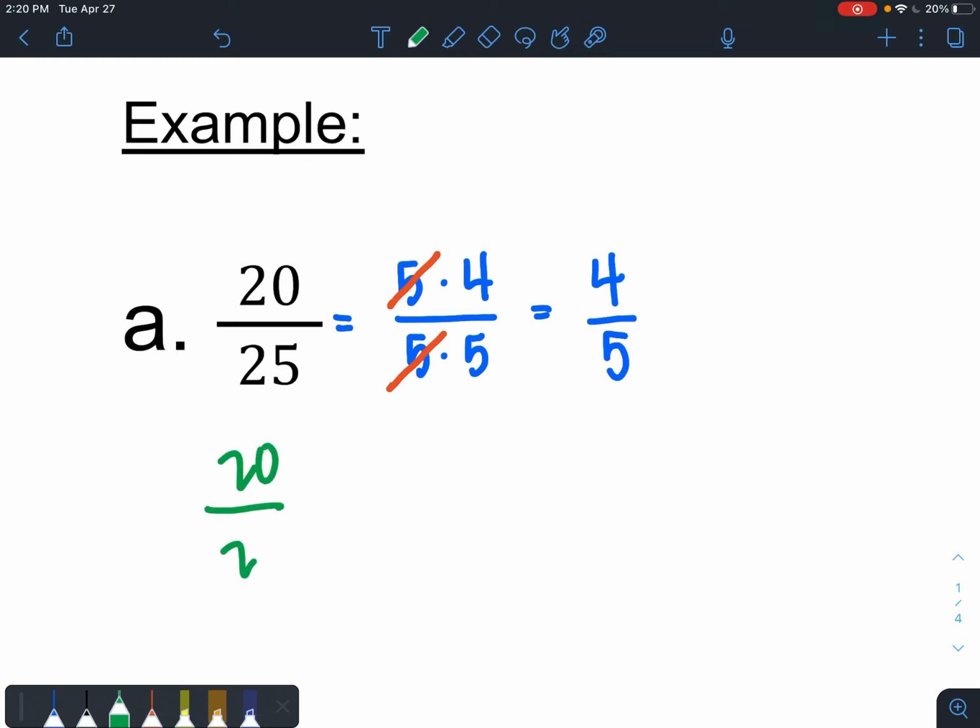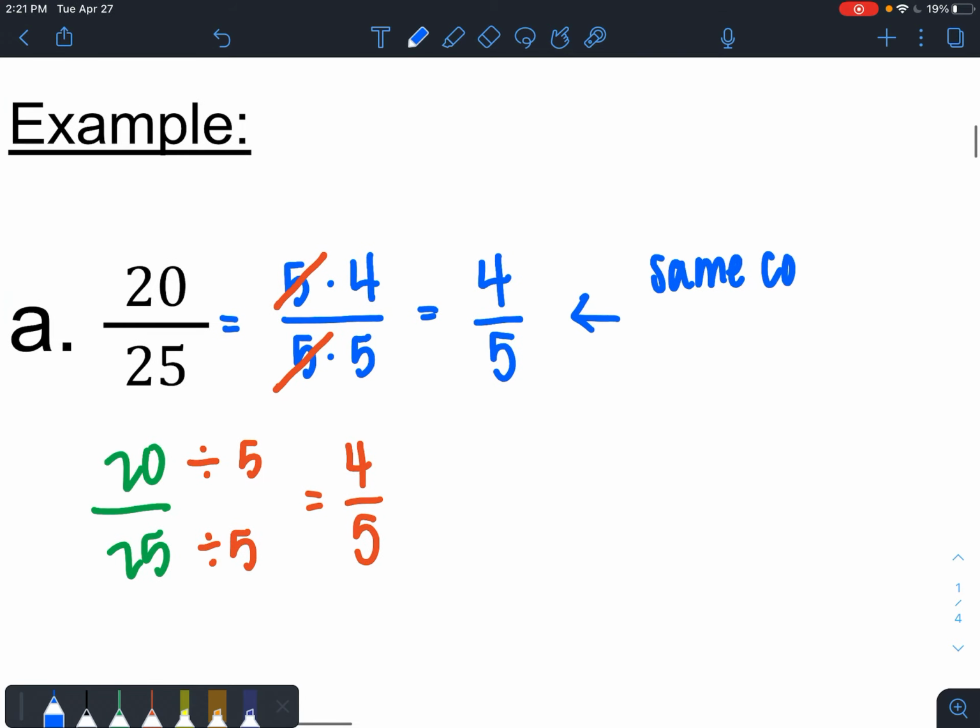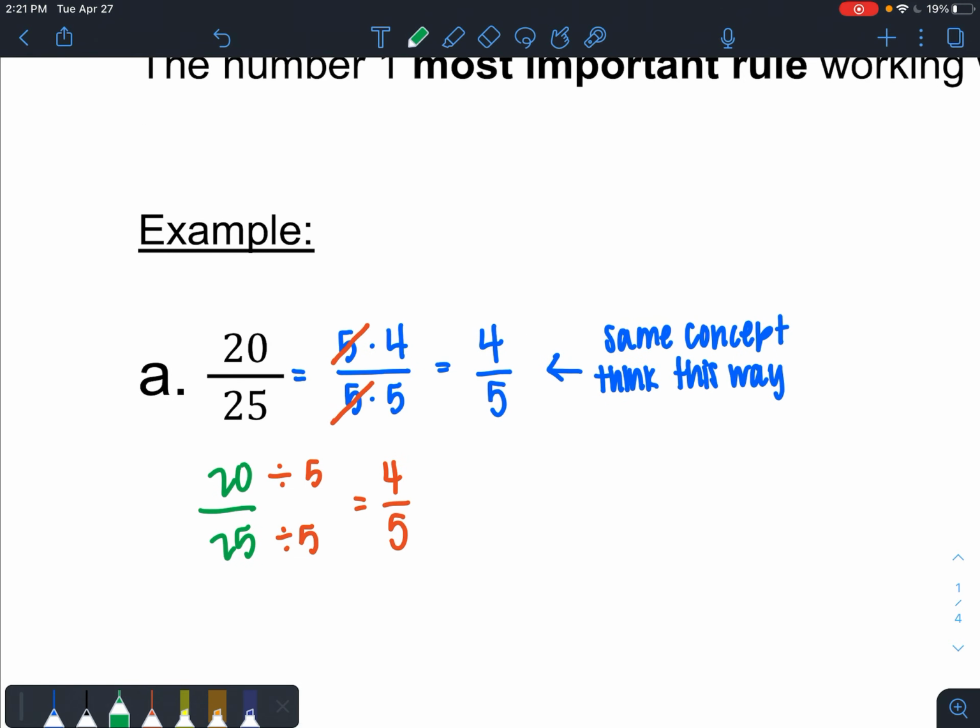So, simplified expression. We were used to seeing it before as we would take this, we would divide this by 5, divide this by 5, and we would get 4 over 5. It's the same concept, it's just a different way of looking at it. So we're going to start thinking this way moving forward, okay? And this is what we did before.